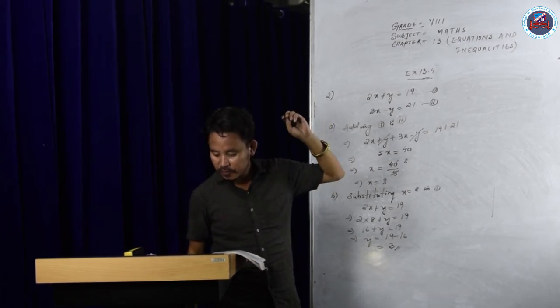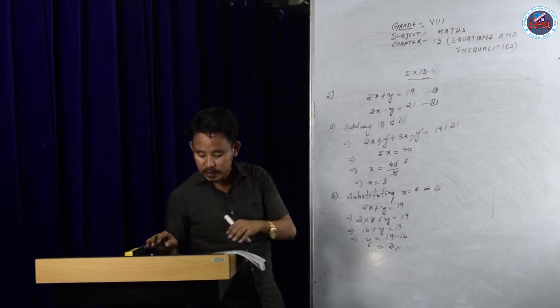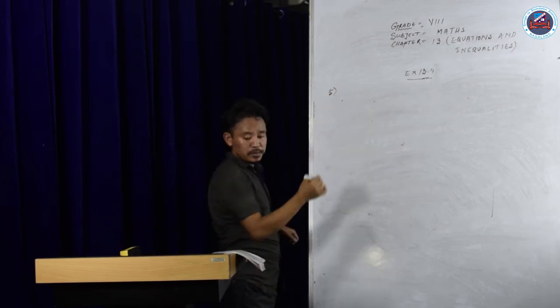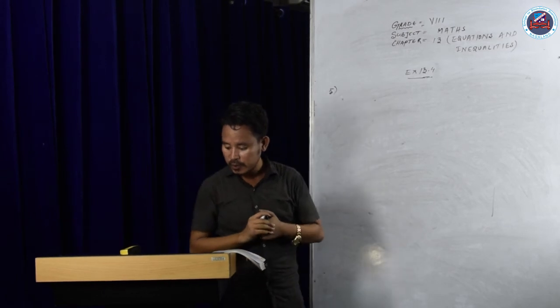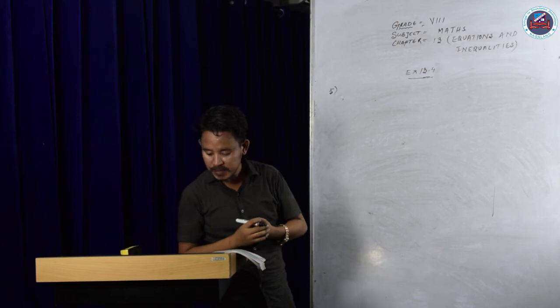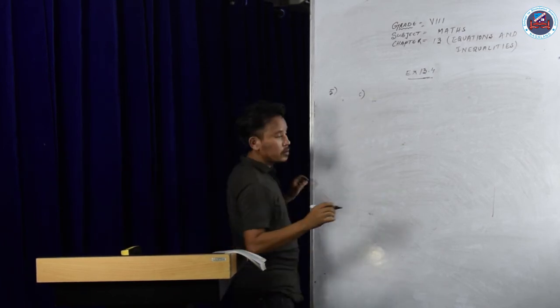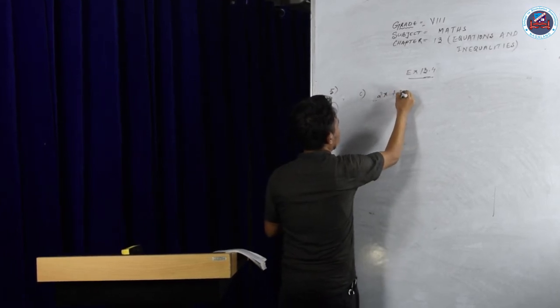Let me do question number 5. One last sum for question number 5. Solve this simultaneous equation. Use any method you wish. I shall do C. 2x plus y equals 0.